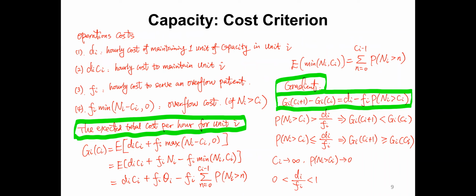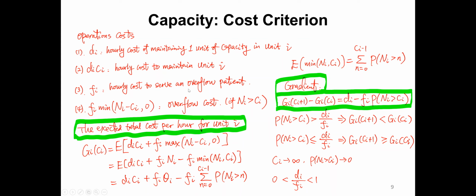Now let's have a look at the cost criterion. For the operation cost, first the D_I: the hourly cost of maintaining 1 unit of capacity in unit I. D_I times C_I is the hourly cost to maintain the whole unit, because how many units do we have? C_I units. Each unit will cost D_I in an hour. So the hourly cost to maintain the whole unit I is D_I times C_I.